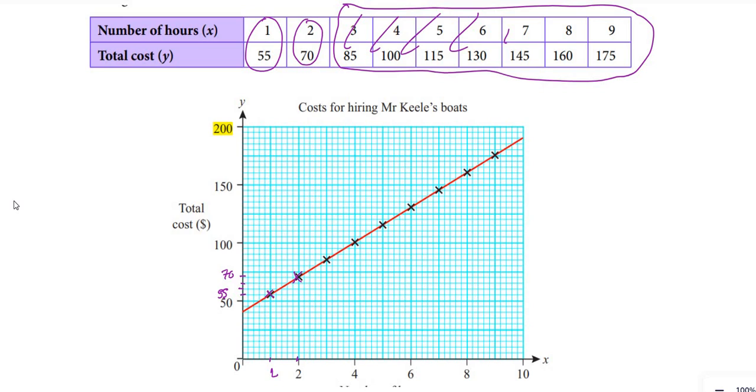Since this is an everyday life example, a practical example of something that can happen when hiring boats, then generally you don't consider the negative values of x, okay, because you're not going to be hiring for -2 hours. So keep that in mind. Whenever you are doing a straight line, you don't continue the straight line to the left, okay. This is wrong. Don't continue the straight line to the left. Always to the right.